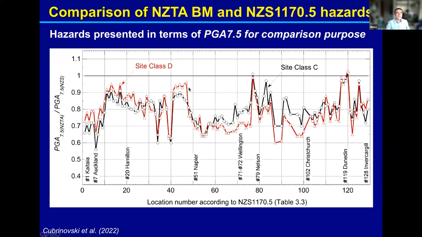The red line shows the ratio for site class D. The black line, pardon, shows the ratio for site class C. And by and large, you can see that there are substantial differences. Mostly, the NZTA hazard is 10 to 20% below the NZS 1170 hazard, but in some cases, it is 30 to 40% lower. So they are different. This is the reason why we decided we need to perform a site-specific probabilistic seismic hazard analysis to identify which of the two is closer to the current understanding of the seismic hazard.